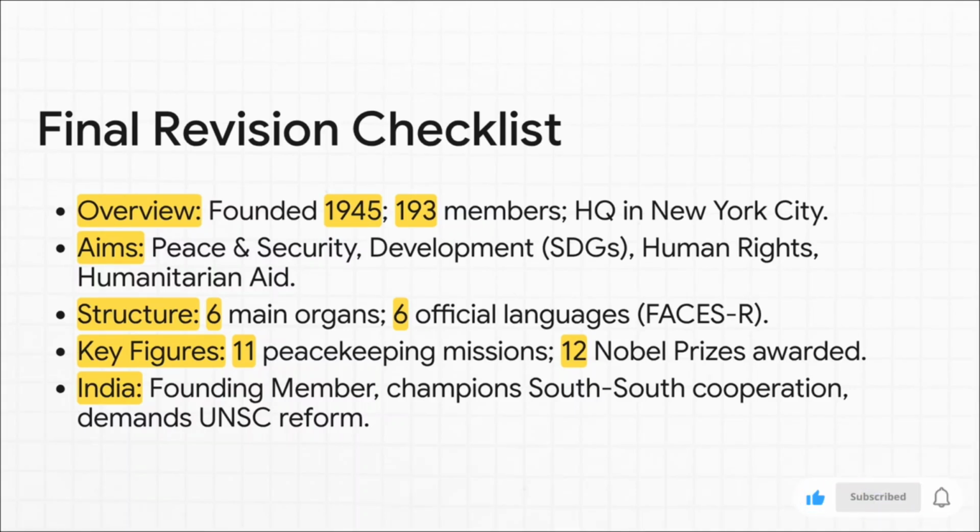The structure: 6 main organs, 6 official languages. And what's the mnemonic? Faces are. Don't forget it. Key numbers: 11 peacekeeping missions, 12 Nobel Prizes. And finally, India's role. We're a founding member. We're big on South-South cooperation. And we are demanding UNSC reform to make it more inclusive, all under the banner of One Earth, One Family, One Future. Seriously, screenshot this slide.